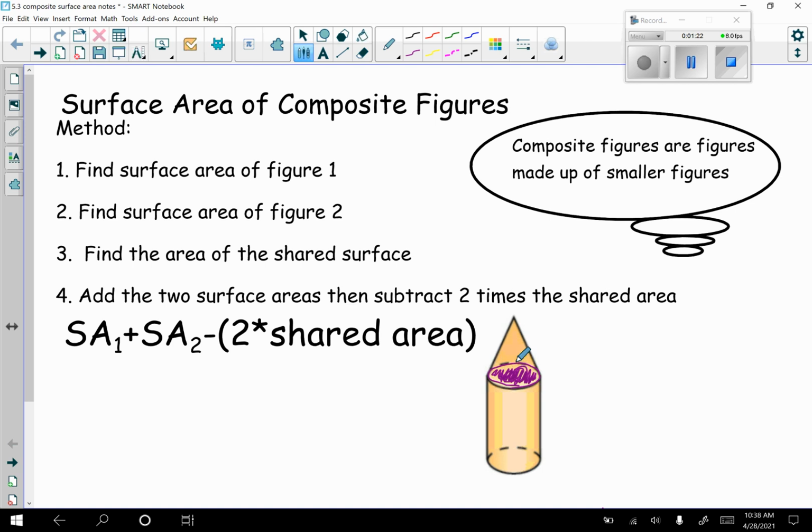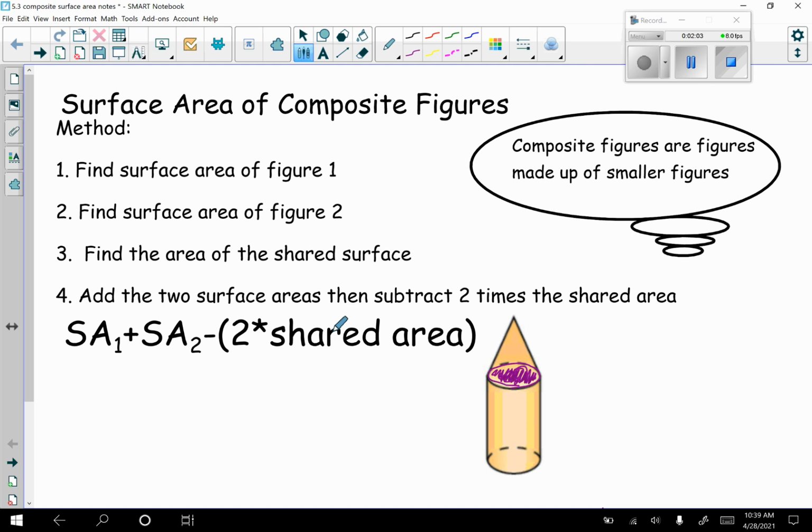So to account for that, we're going to subtract that out 2 times. Think about it: when we do the surface area of the cone, we're including that circle. That's 1 time. Then when we do the surface area of the cylinder, we're also including that circle again. That's 2 times. So when you add the surface area of the first one and the surface area of the second one, you're double counting that circle, and we don't want to count it at all. So we add the total surface areas and then subtract out 2 times that shared area.